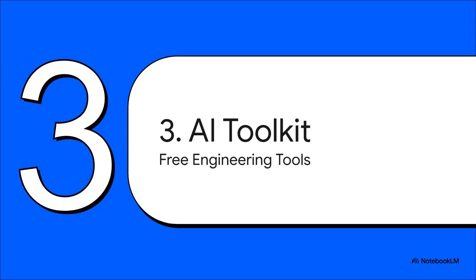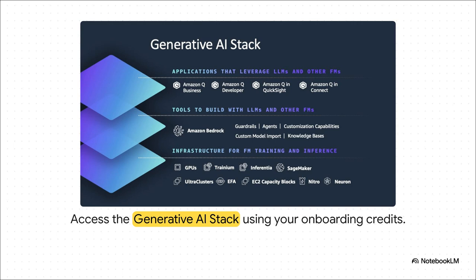All right, Section 3, Free AI Engineering Tools, or as I like to call it, the AI Toolkit. This is definitely the most exciting part. Like, what cutting-edge tools can we actually use? Now, while premium tools like Amazon Bedrock aren't in that always free bucket we just talked about, you can absolutely use your $200 in onboarding credits to access this entire state-of-the-art generative AI stack. I'm talking everything from the infrastructure layer with custom silicon, all the way up to Bedrock, where you can access top-tier foundation models from Anthropic, Meta, and of course, Amazon themselves.